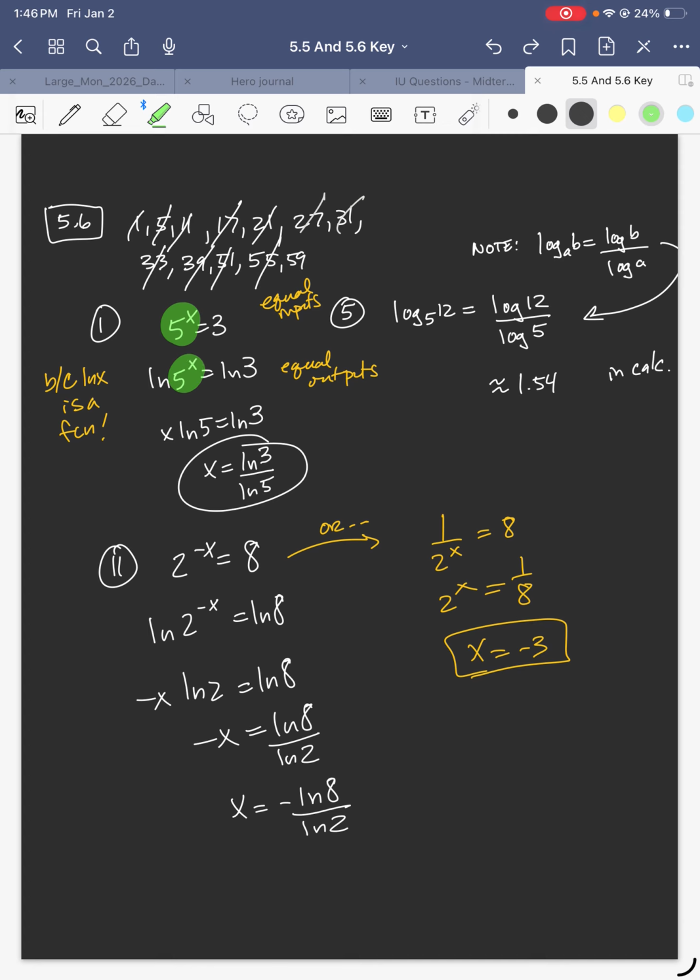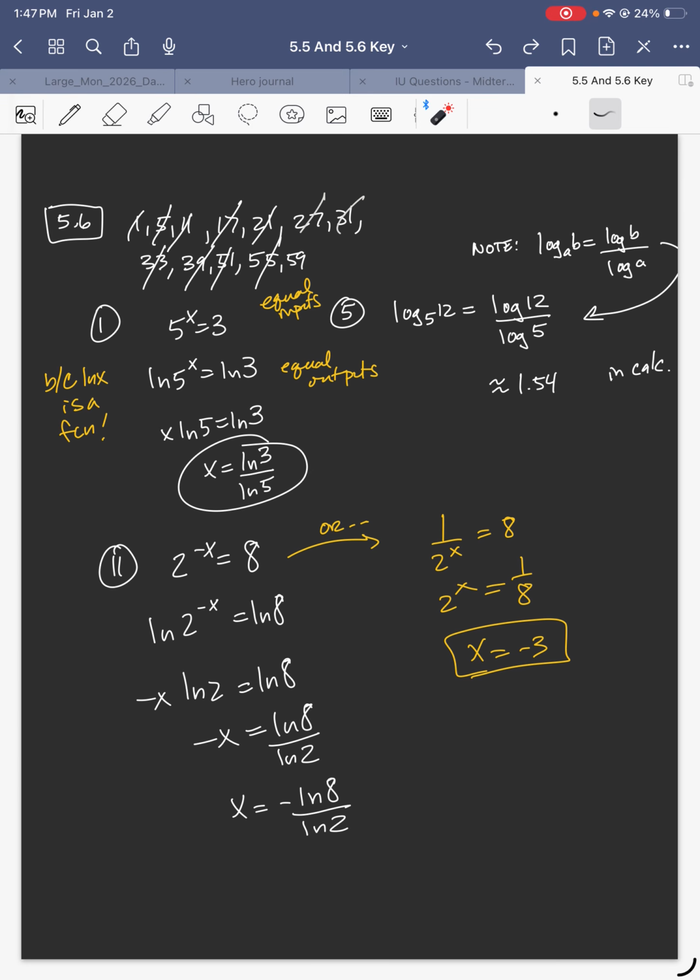So hopefully that helps a little bit. We just take the natural log of both sides and get this. What does that allow us to do? It allows us to take this exponent and pull it down. So we get x times ln 5 is equal to ln 3. Remember, ln 5 and ln 3 are just numbers. When you divide, you get this. So the main idea here is that you can take the natural log of both sides, which allows us to pull down this exponent.